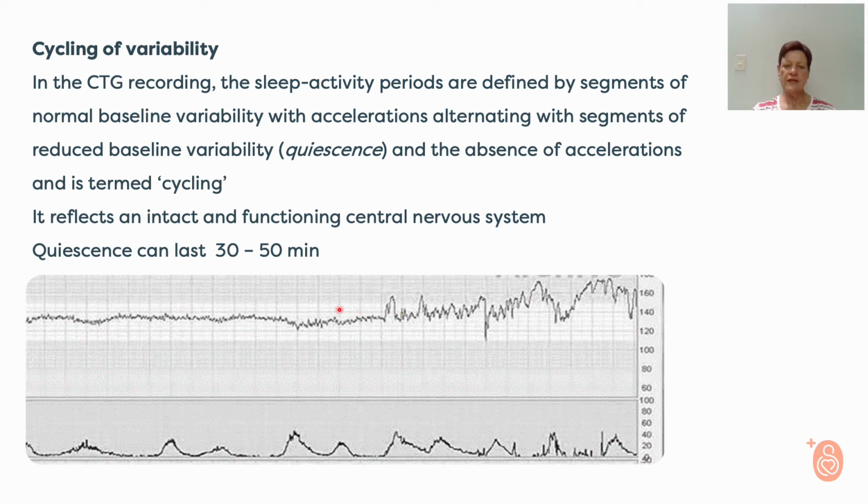There's absolutely nothing wrong with the fact that there's decreased variability here. This period can last anything from 30 to 50 minutes. So as I've said previously, when we do have a period where there's decreased variability, it's just important to keep the CTG machine and let the graph run a little bit longer so that we can make 100% sure whether this is due to a fetus that sleeps or other reasons for decreased variability, like, for example, hypoxia.